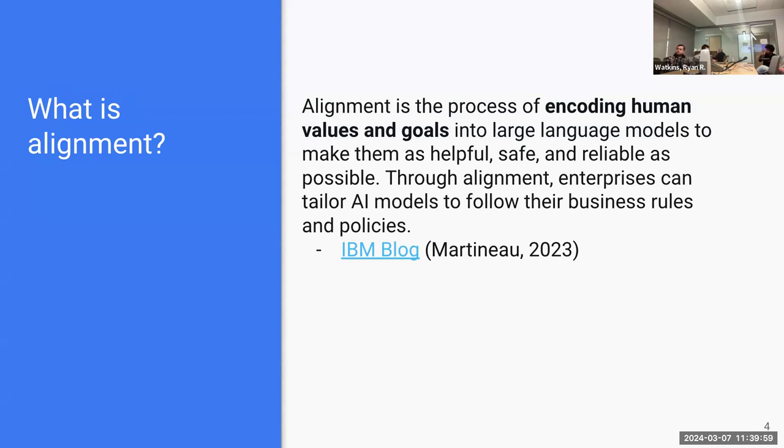In an IBM blog post about alignment, the author is describing alignment as this process of encoding human values and goals. I thought that was really interesting, that the author calls out that we're putting values into these models to make them as helpful, safe, and reliable as possible. Through alignment, enterprises can tailor AI models to follow their business rules and policies. So this process is often involved when you're taking one of those really general models and applying it to your use case. You're doing this alignment process to make it fit for that use case and have the types of outputs that you are wanting and expecting.